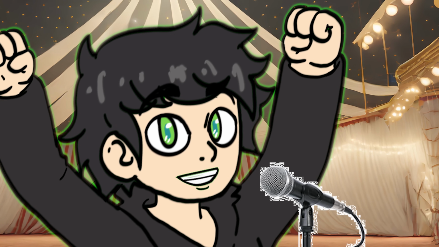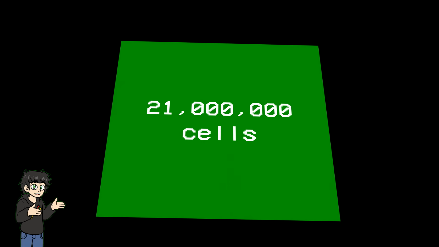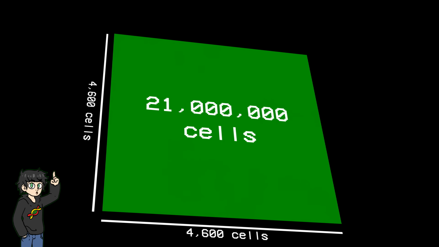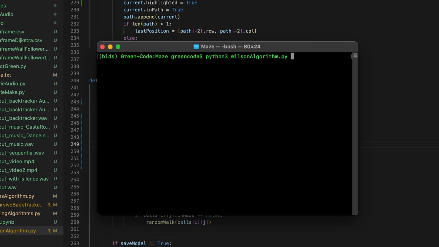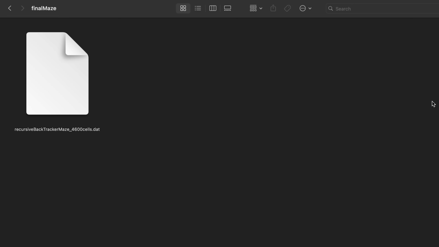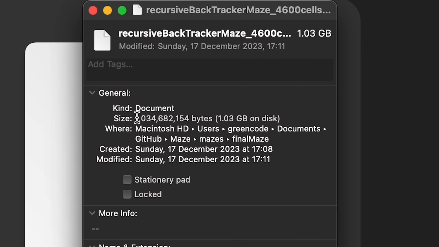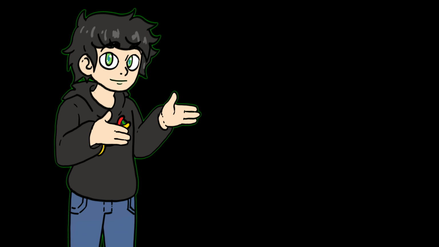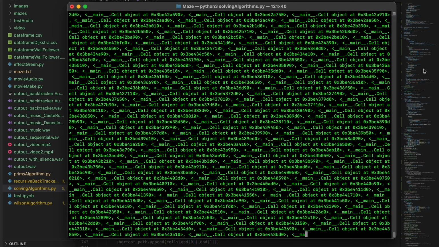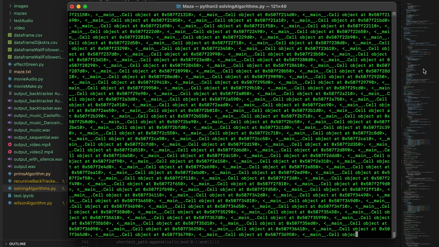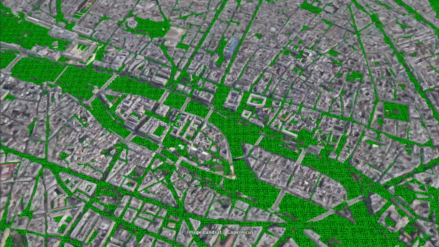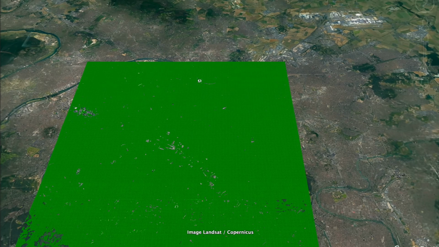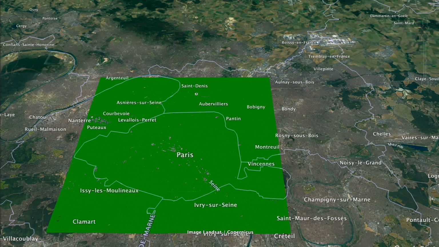Ladies and gentlemen, I present to you the best, the largest, the biggest, the world's largest maze. This maze has 21 million cells, which means it's close to 5,000 rows and columns. I literally couldn't do it any bigger because my computer doesn't have enough RAM to hold a maze this big. The file alone I used to store this maze weighs 1 freaking gigabyte. Just look at what happens when I try to print every single cell on my terminal. It just goes on. I did the calculations, and if each cell were 10 feet by 10 feet, it would be twice the size of the entire land area of Paris.